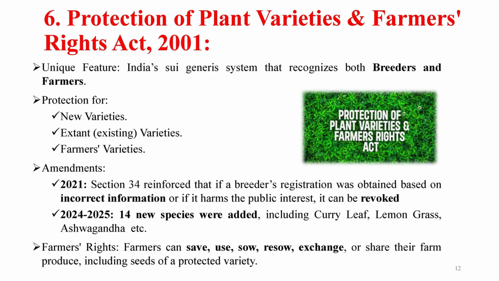Now, the amendments. 2021: Section 34 reinforced that if a breeder's registration was obtained based on incorrect information, or if it harms the public interest, it can be revoked. 2024 to 2025: 14 new species were added, including curry leaf, lemongrass, ashwagandha, etc. Farmers' rights: farmers can save, use, sow, resow, exchange, or share their farm produce, including seeds of a protected variety.